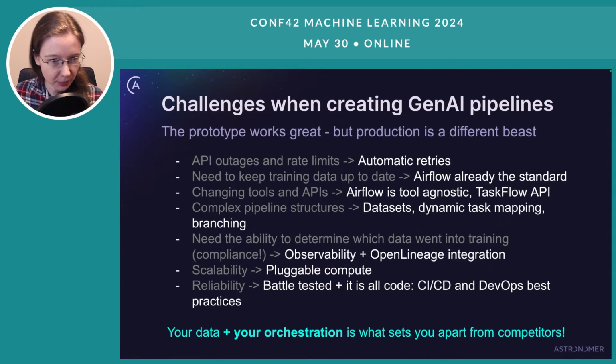You can create complex pipeline structures, among other things, with datasets and dynamic task mapping and branching, which I will all cover in this talk. And there are ways to determine which data went into training by using observability features and an OpenLineage integration. For scalability, you have pluggable compute, and reliability-wise, Airflow has been around for a while now and is really battle-tested. And because Airflow itself is all defined in Python code, you can have CI/CD and DevOps best practices on top of your pipeline code to really make sure that your pipelines are robust and your GenAI application is reliable.